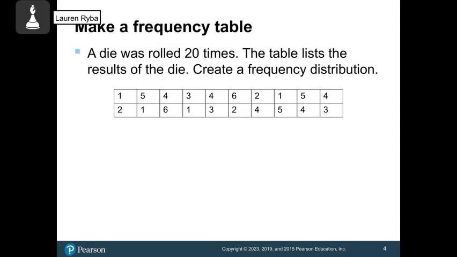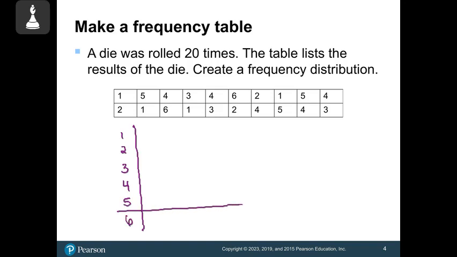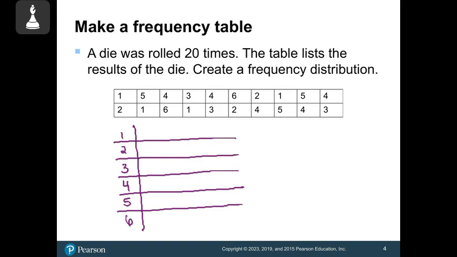A die was rolled 20 times. The table below lists the results of the die. Create a frequency distribution. Well, on a regular die, we have the options 1, 2, 3, 4, 5, and 6. So then all I need to do is go and count how many of each happened.